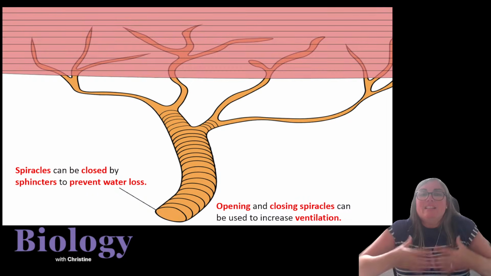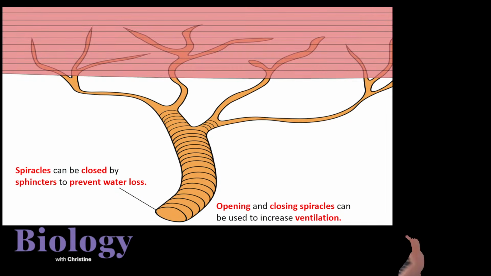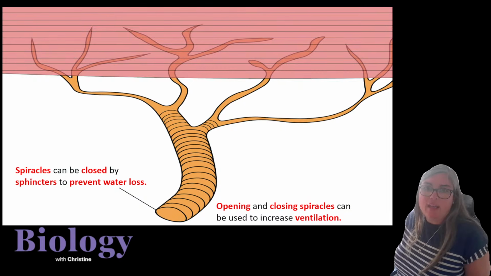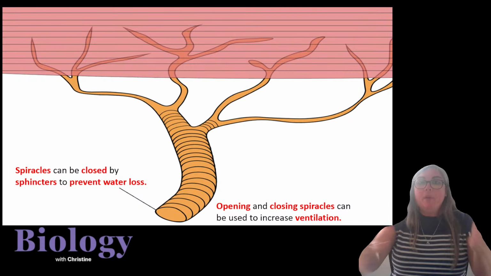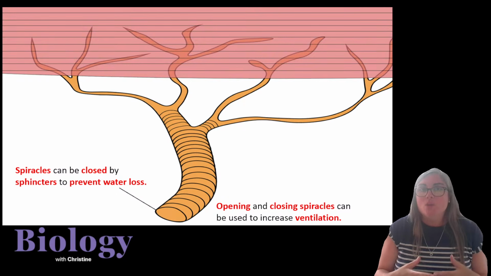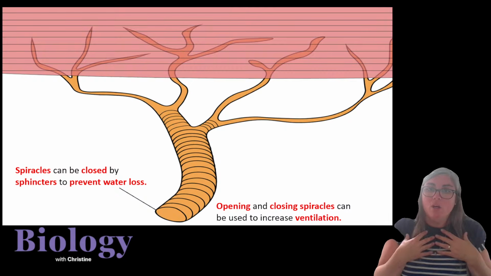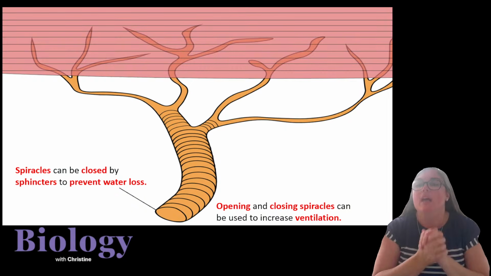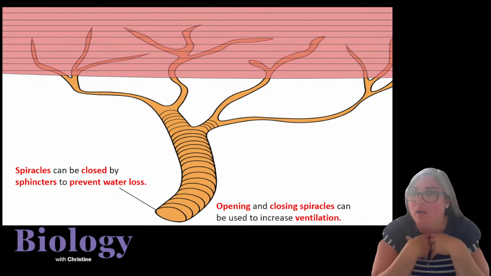Ventilation: if I open the window, I'm letting fresh air in, I'm letting stale air out. I am ventilating this room. And so by opening and closing the spiracles, by opening and closing these sphincters, that is going to ventilate the tracheal system. If we think about the mammalian one, which we're going to talk about, then you know that we are going to ventilate it by using our intercostal muscles.